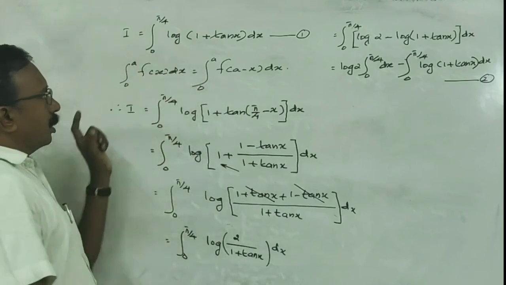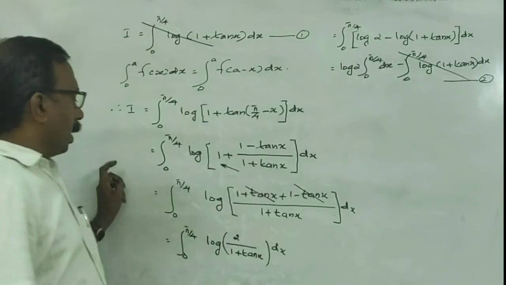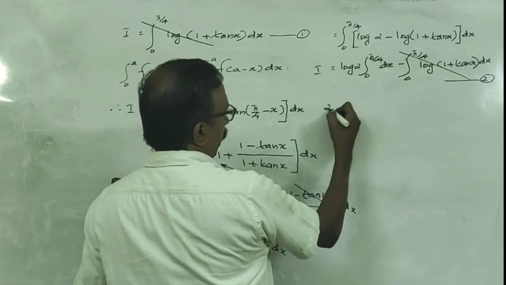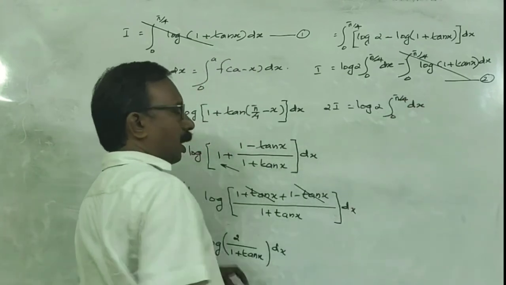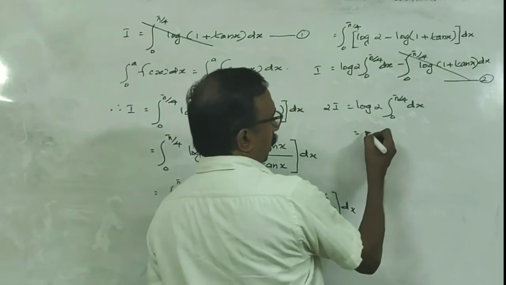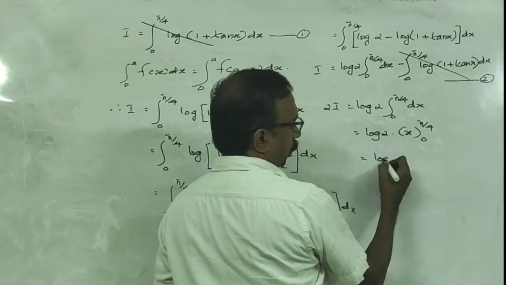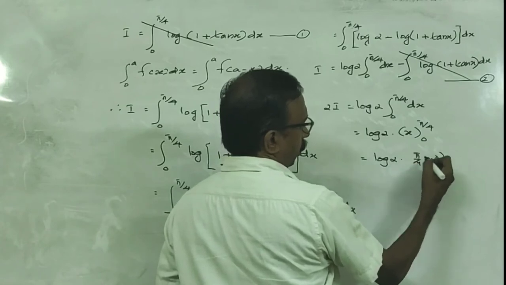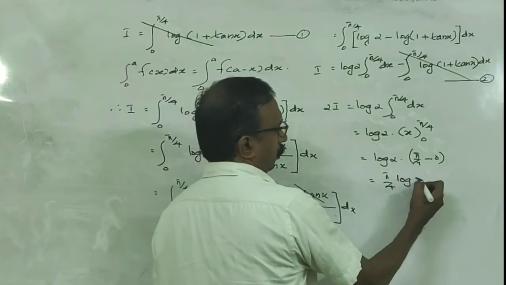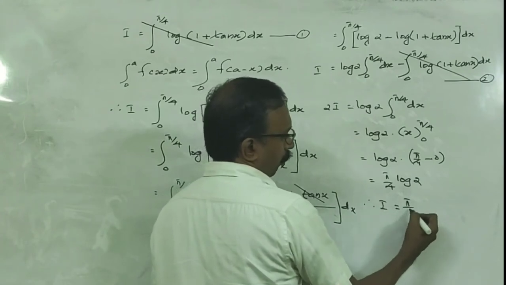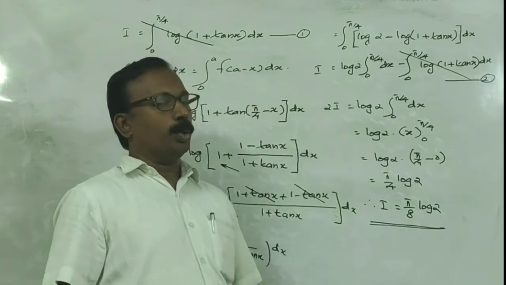Now adding these two equations, this term and this term get cancelled. So I plus I is 2I equals log 2 into integral 0 to pi by 4 dx. Integral of dx is x. So it is log 2 into x with upper limit pi by 4, lower limit 0. Log 2 into pi by 4 minus 0. So we get pi by 4 log 2. Therefore, I is equal to pi by 8 log 2, this is the answer.